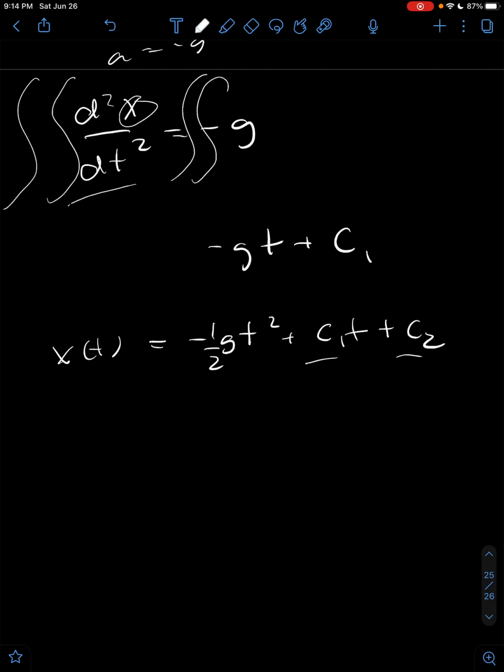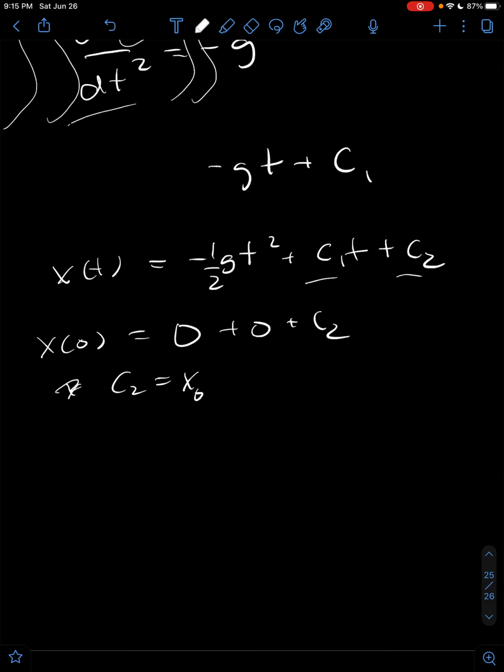Now you ask, what is c1 and c2? We'll just plug in x of 0, the initial position. That's just going to be 0 plus c2, which means that c2 is the initial position, x naught.